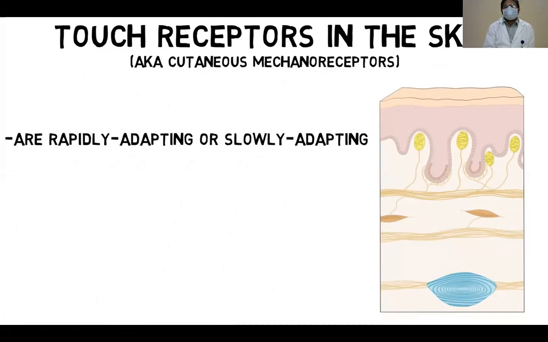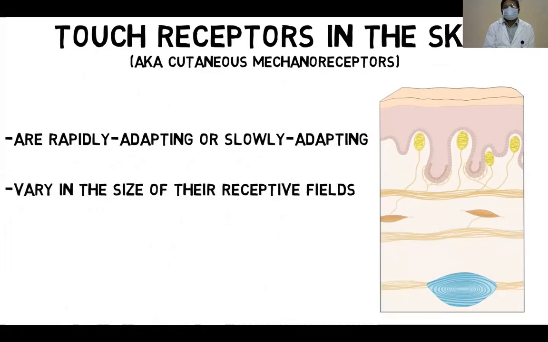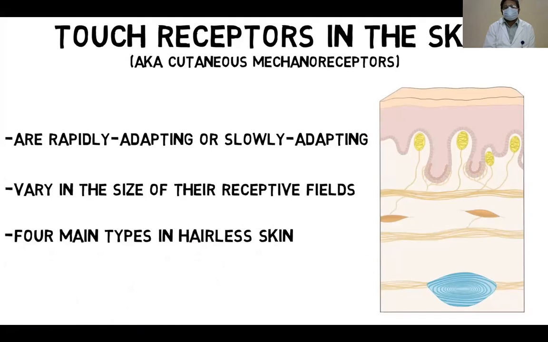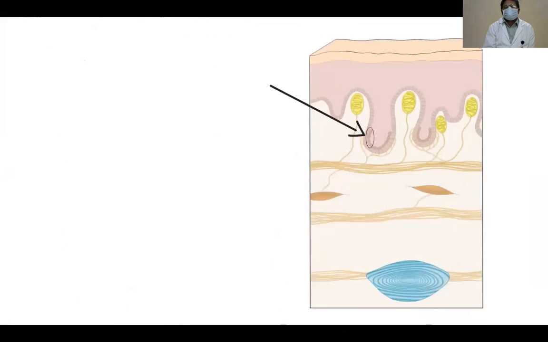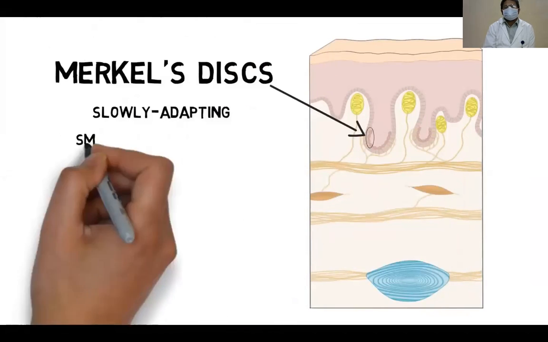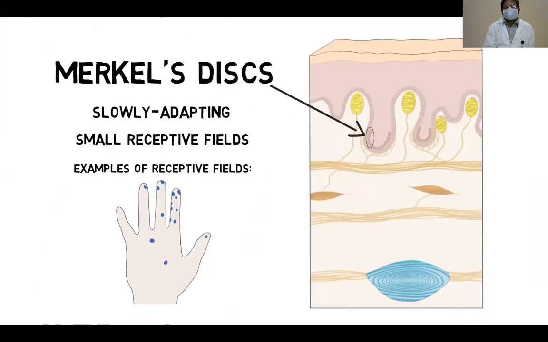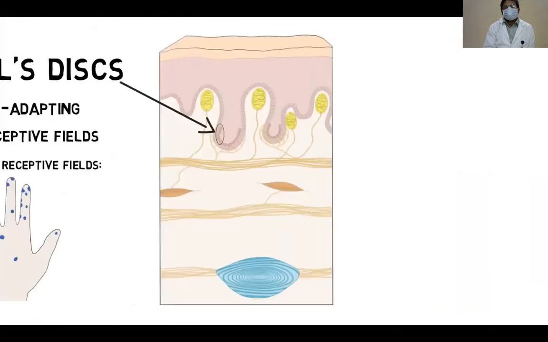Touch receptors also vary in the size of their receptive field, or the area they can detect signals from. Having many smaller receptive fields typically allows for better tactile discrimination than fewer large receptive fields. There are four main types of touch receptors found in hairless skin, like that of the hand. Merkel's discs are slowly adapting receptors that have very small receptive fields and high spatial resolution. They are especially dense in the fingertips and are best suited for processing information about shape and texture.